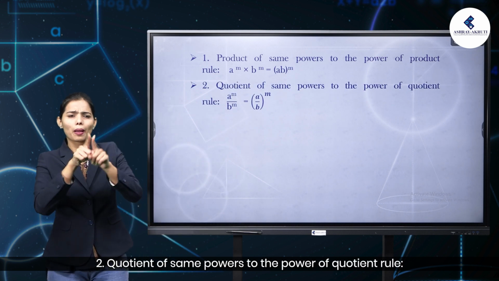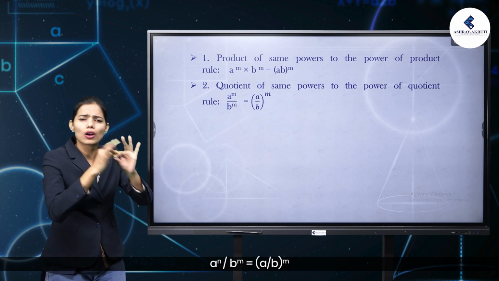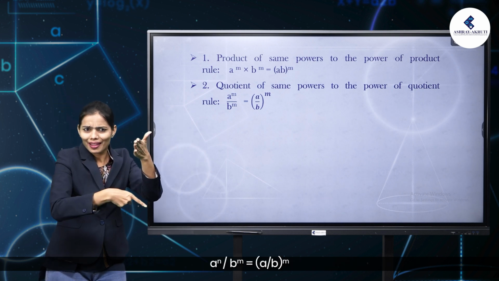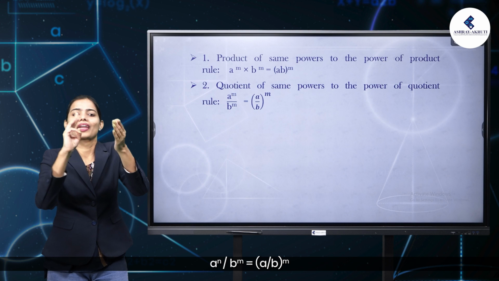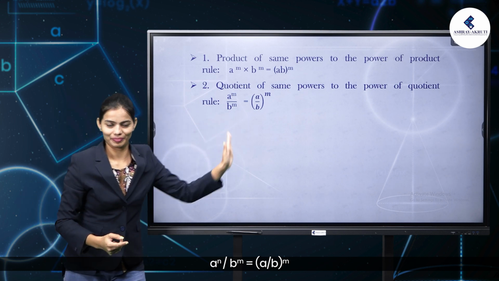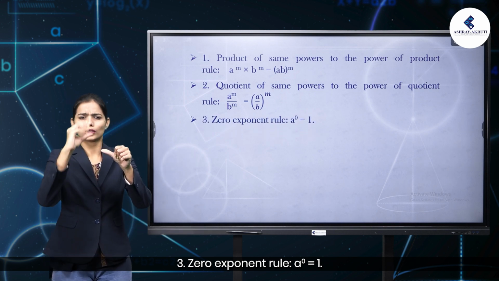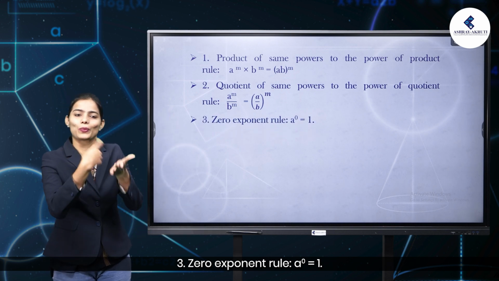Number 2. Quotient of same powers to the power of quotient rule. a to the power m by b to the power m is equal to (a by b) to the power m. Number 3. Zero exponent rule. a to the power 0 is equal to 1.